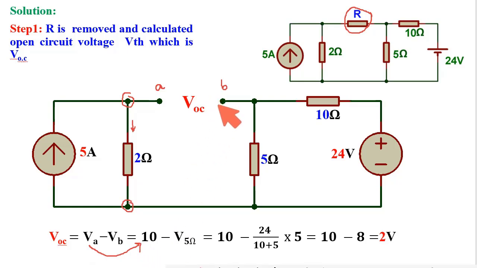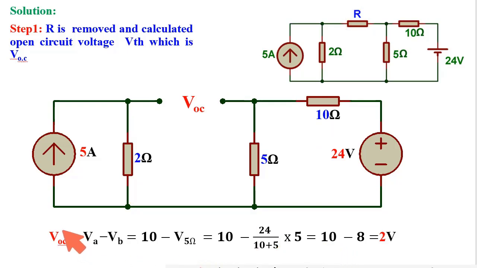What is VB? Similarly, VB is the potential at this point with respect to this point. So VB is the current flowing through this 5 ohm resistance times 5 ohm. What is the current through this 5 ohm resistance? Current will flow because of this 24 volt in this direction. That current is 24 volt divided by the full path resistance, that is 10 plus 5. This current flowing through the 5 ohm resistance multiplied by this 5 ohm, ultimately gives VB. So the value of VB is 8 volt and the value of VA is 10 volt.